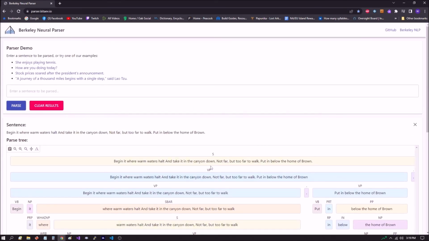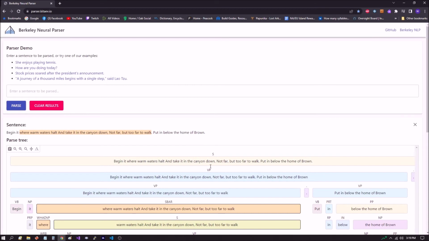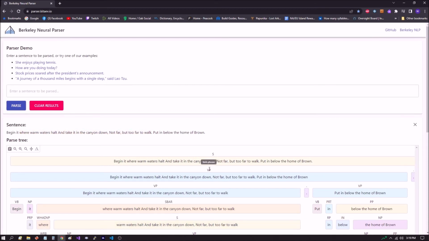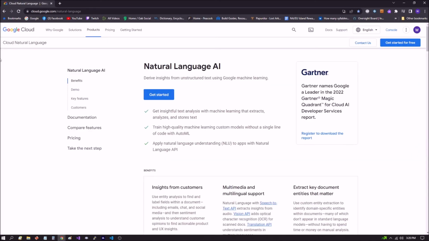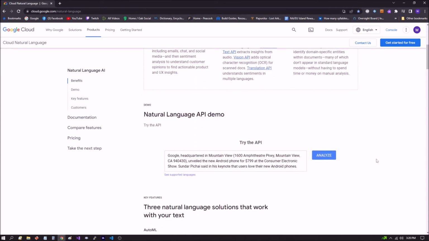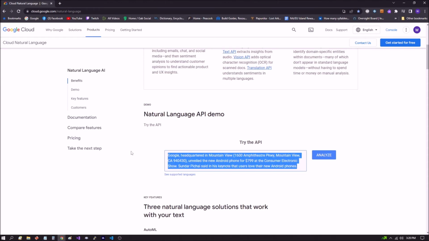And out of all the parsers you're going to find, Berkeley and Google probably have the best. So let me show you Google's. This one I already knew about years ago. This one here is at cloud.google.com/natural-language. And they have a demo, right? So what you do is go in the demo, and I wouldn't suggest pasting the whole poem in here. It's probably not going to work.